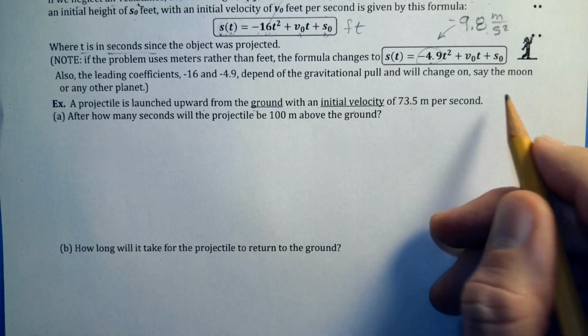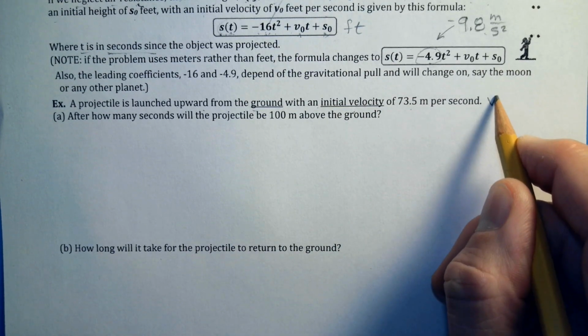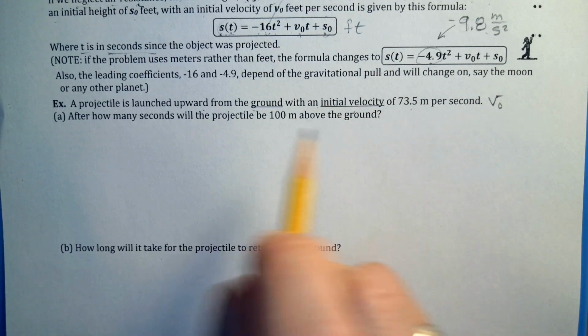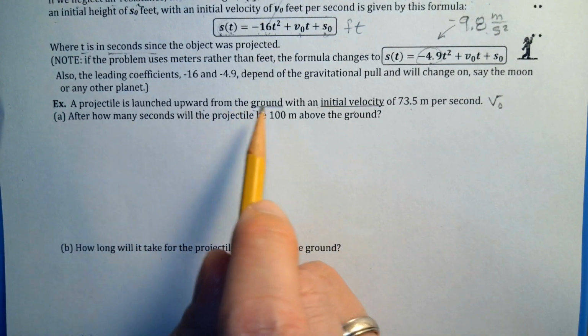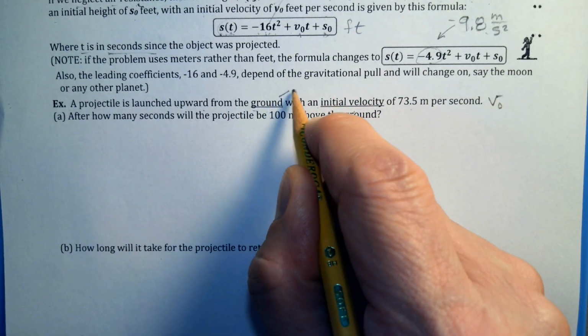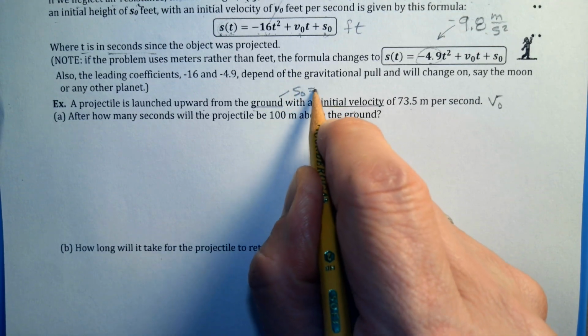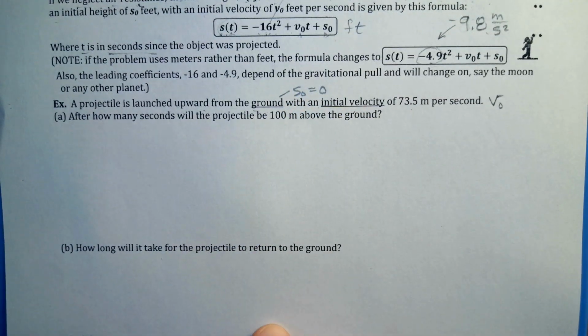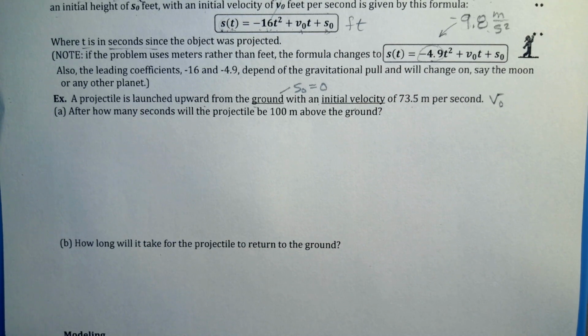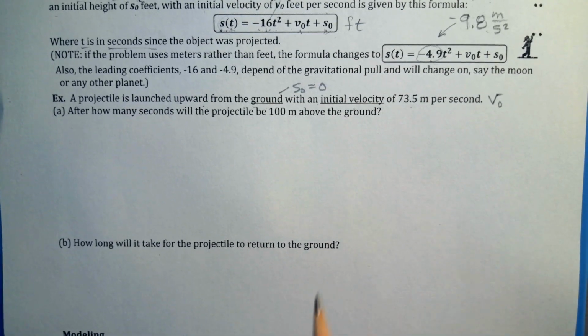So that is v sub 0, the initial velocity. And it's from the ground, so that means the initial height, s sub 0, would be equal to 0, right? So it's from the ground, not 20 feet in the air, but it's leaving the ground, okay?